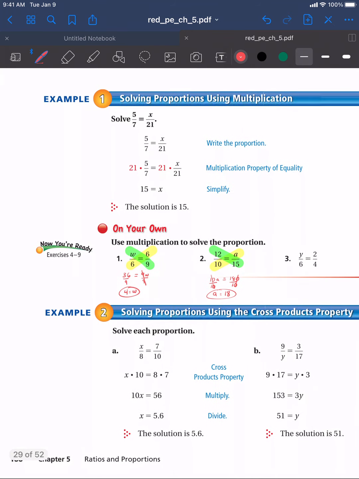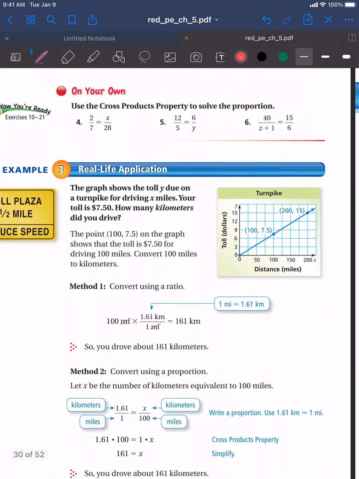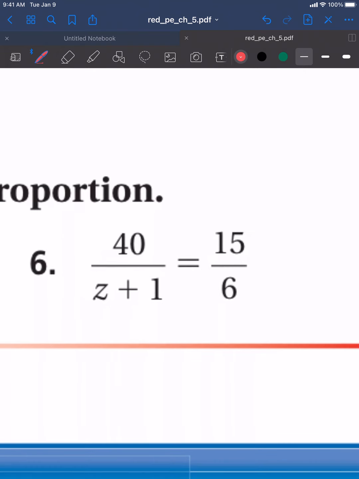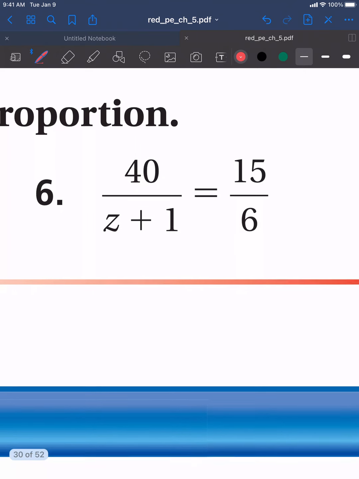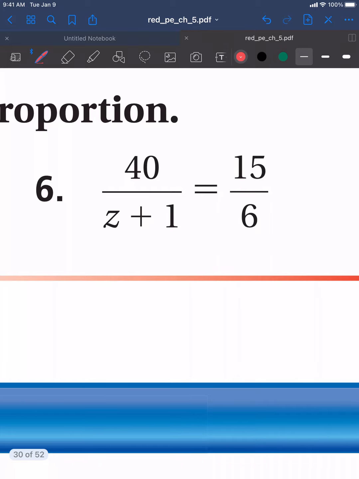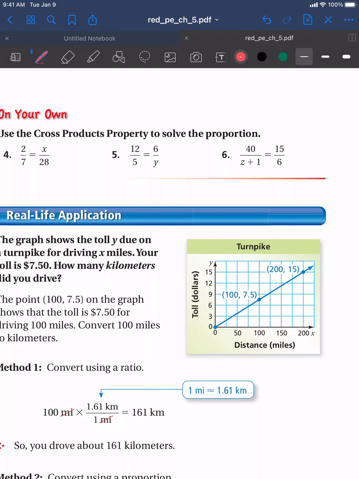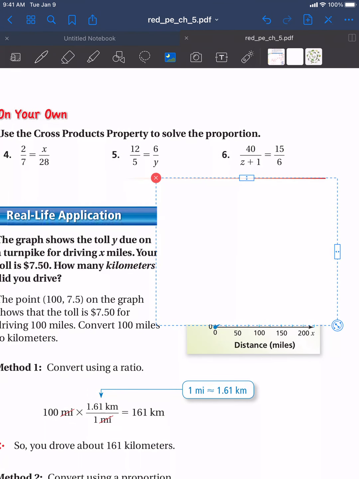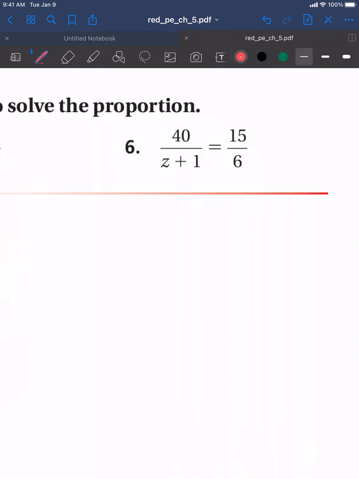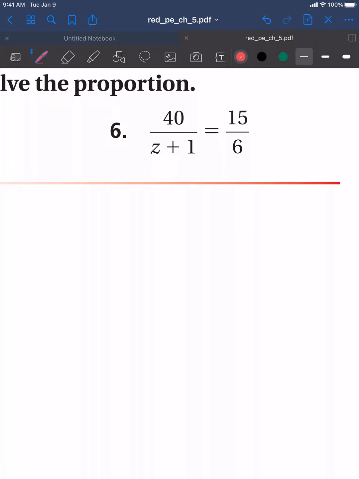Okay, let's do another example in our book. Let's do this nice spicy looking one. 40 divided by z plus 1 equals 15 plus 6. This may be the most important example out of this lesson that you write in your notebook, because it is different than anything we've ever done. Okay, so let me go and grab a little piece of paper for some workspace. So do not panic just because this one looks different. You're still going to do the same process of cross multiplication.